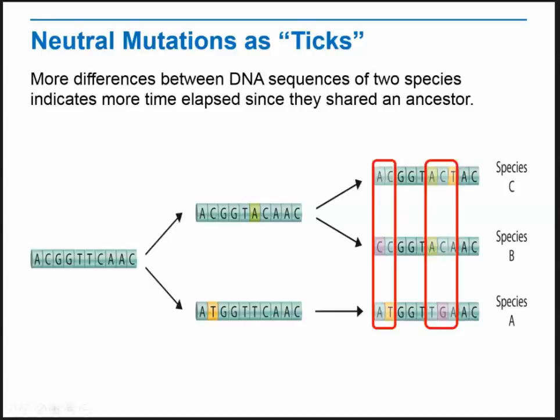The use of molecular clocks is not simple because there's not just one molecular clock in a genome. There are many different clocks, each of which ticks at a different rate. This is because some DNA sequences accumulate mutations more quickly than others.